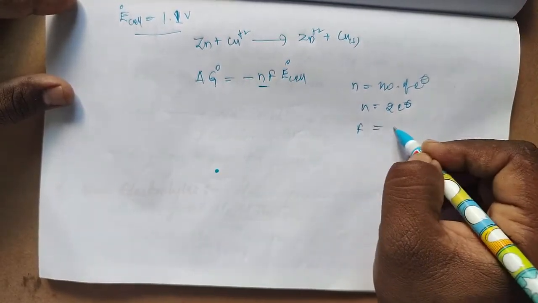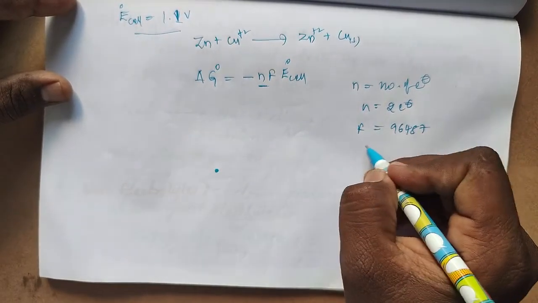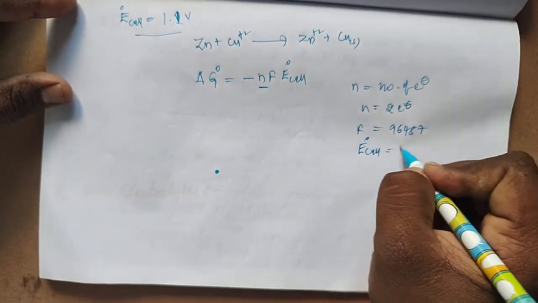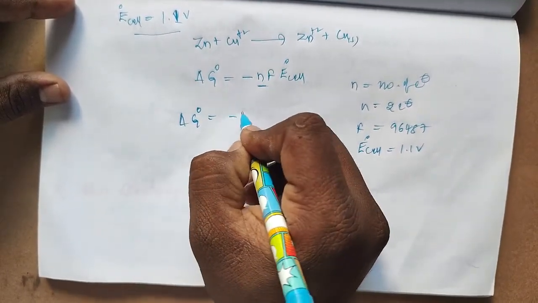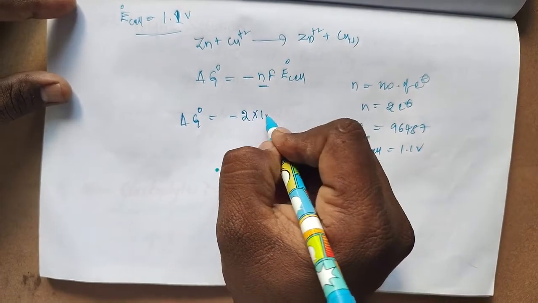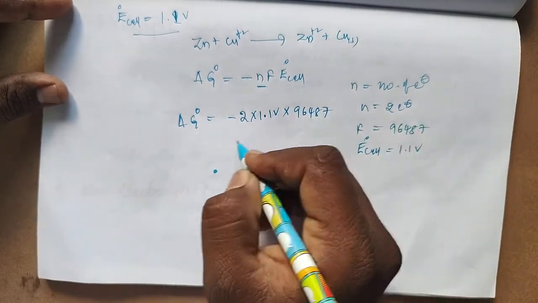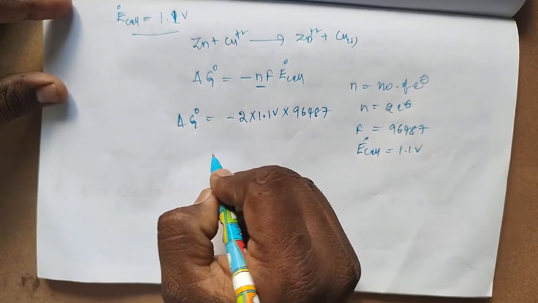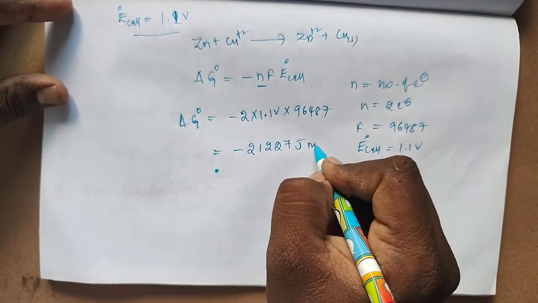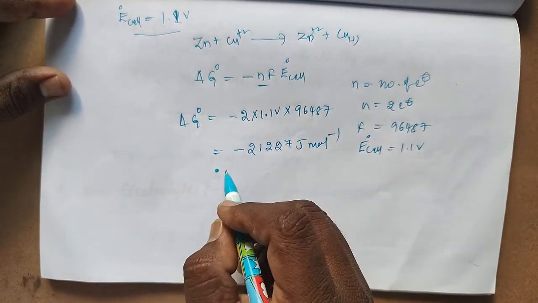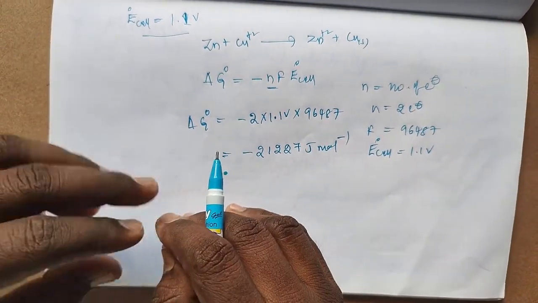F is the Faraday, 96487 coulombs, and E° cell equals 1.1 volts. Substitute these values: ΔG° equals minus 2 into 1.1 volts into 96487 coulomb mole inverse. So we get minus 2.1227 × 10^5 joule mole inverse. You can also convert it to kilojoules. So this is the way of solving problems.